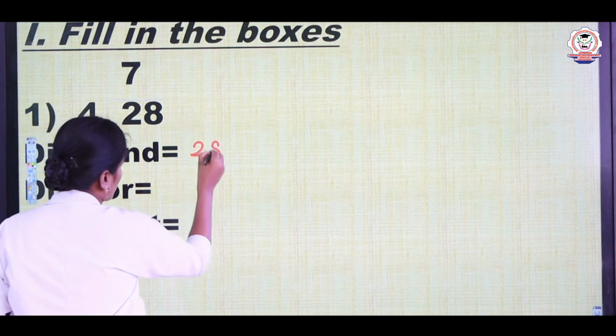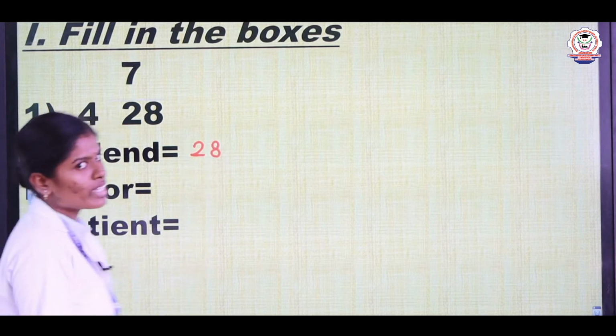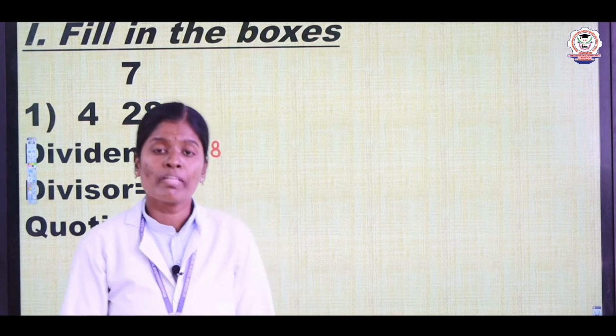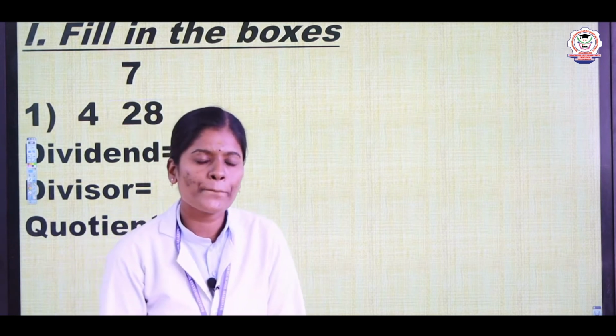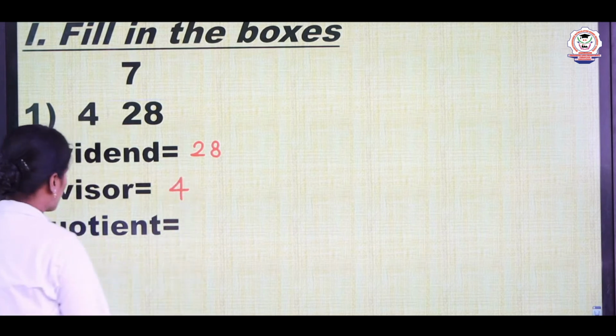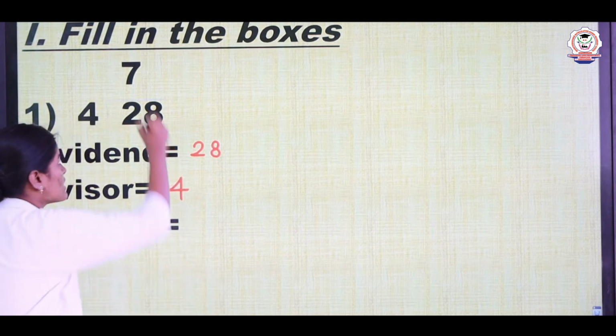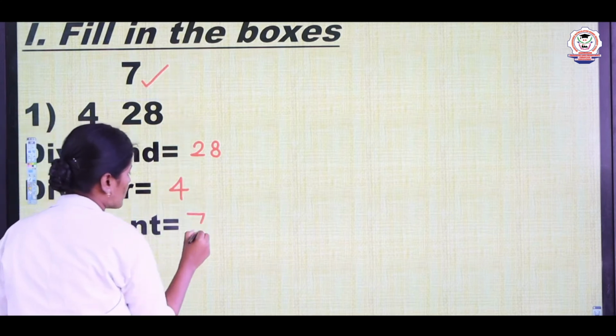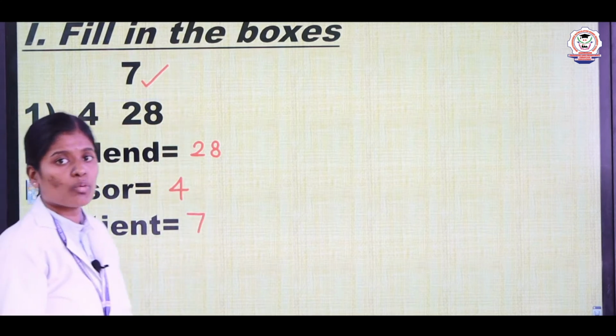28. Next, you are going to take the divisor. Divisor means our table. Here, what is our table? Tell me, Potika. Very good. Our table is 4. Write here 4. Next, the quotient value will be 7. Write here 7. I'll take one more problem.